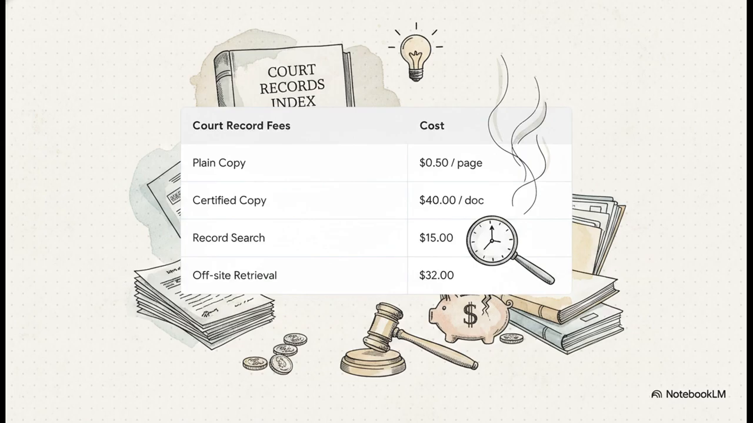And let's quickly talk about the economics of all this. Doing a basic index search online, totally free. But if you need actual documents, it's going to cost you. A plain copy is just 50 cents a page, but if you need a certified copy, say for official legal use, that jumps to $40 a document. Oh, and watch out for this. If you ask a clerk to do the digging for you and it takes them more than 10 minutes, they're going to hit you with a $15 search fee. So doing your homework beforehand literally saves you cash.